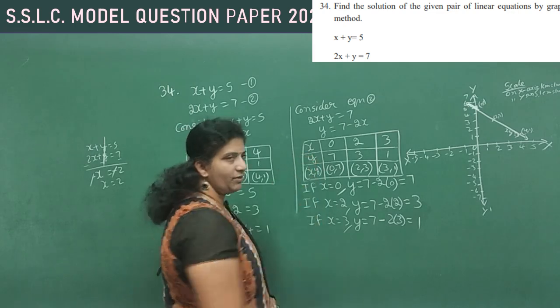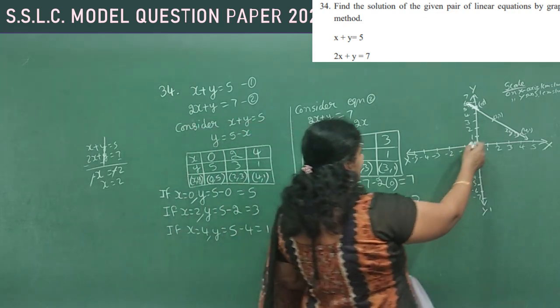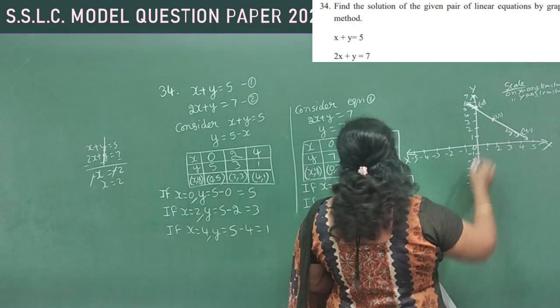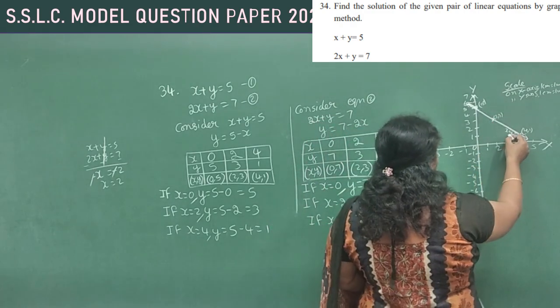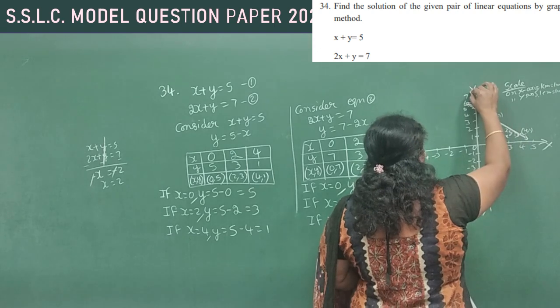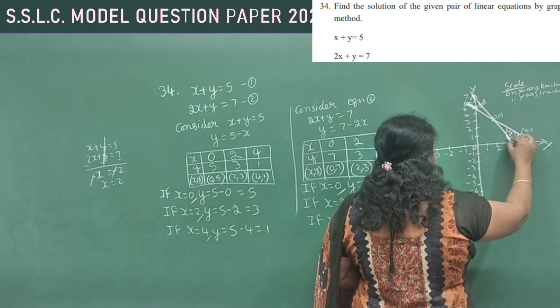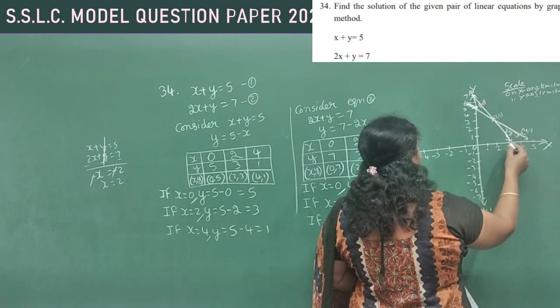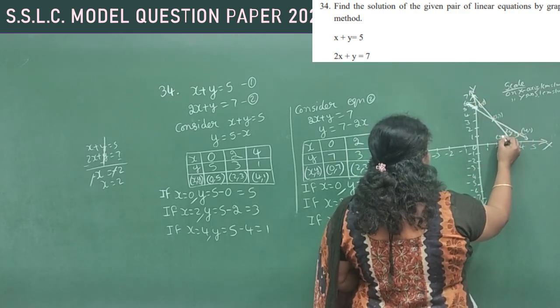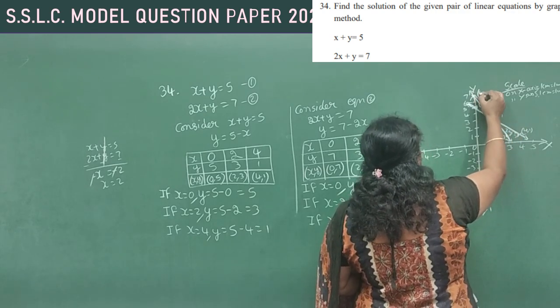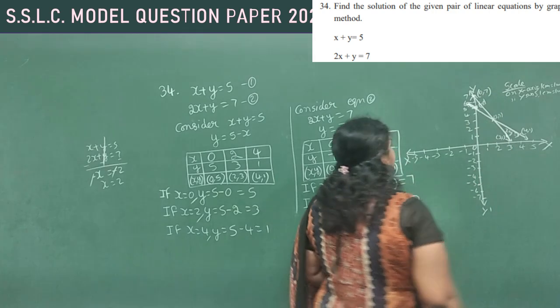Now see another table. 0, 7 somewhere here. 2, 3 here. 3, 1. So observe one more line. See how it is like this. Right? Again in the same manner, coordinates 3, 1, 2, 3 already there. And this one will be 0, 7.